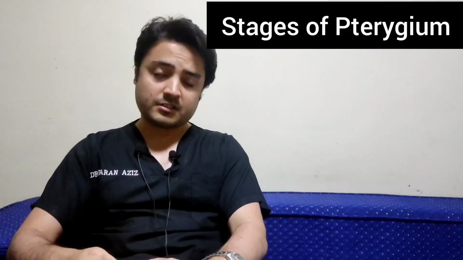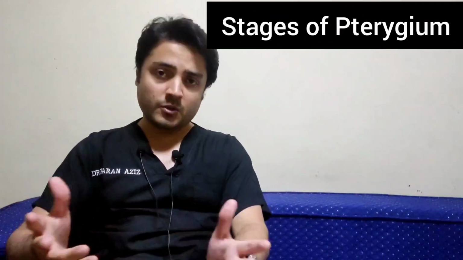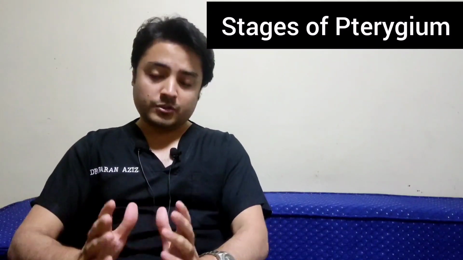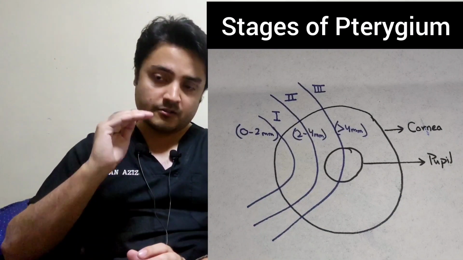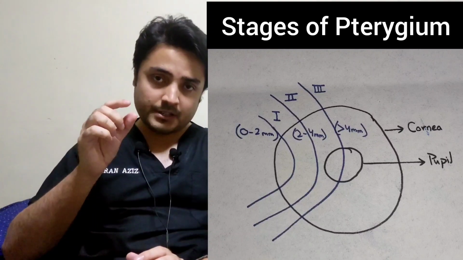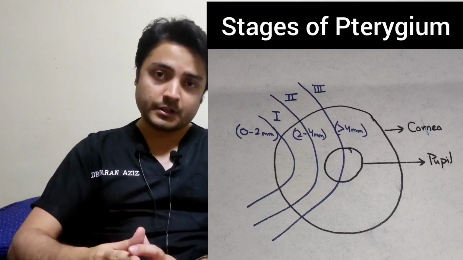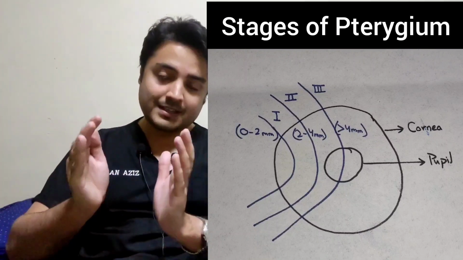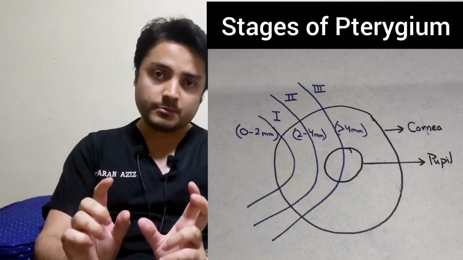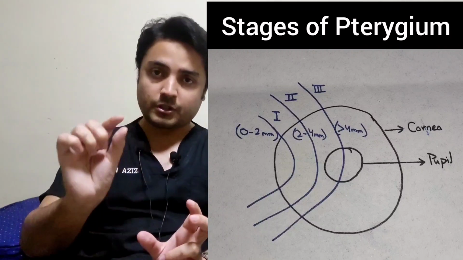Now let's come to the stages. We can divide this into three stages. Some people divide it into four, but we will divide it into three stages here. The first stage is when the pterygium approaches the cornea, but doesn't cross more than 2 mm over the cornea. So it's between 0 and 2 mm of growth over the cornea.